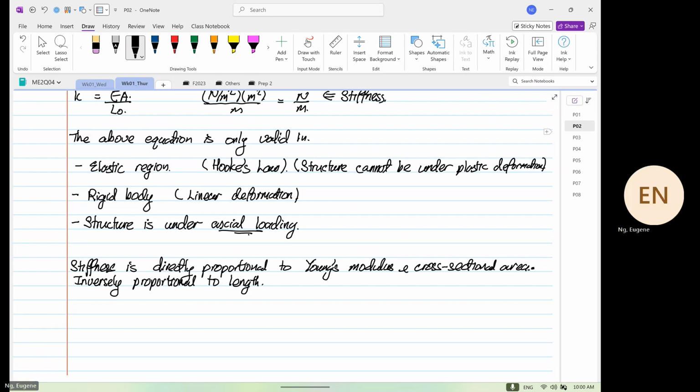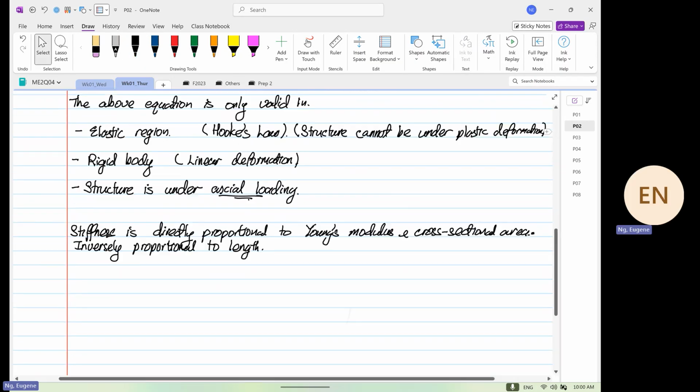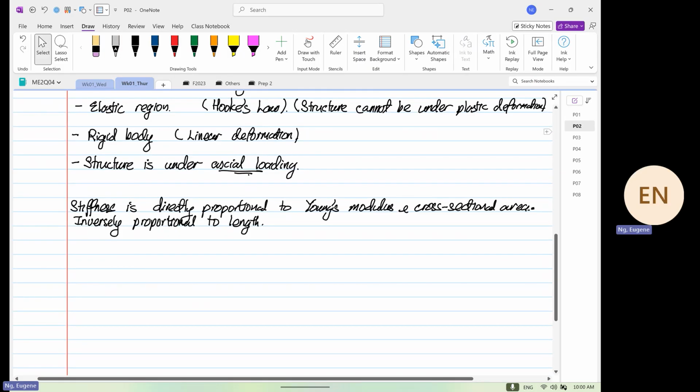Anyone? Okay, no. Okay, now, what about the spring? Okay, so now you realize the stiffness. So the spring stores energy due to the applied force.